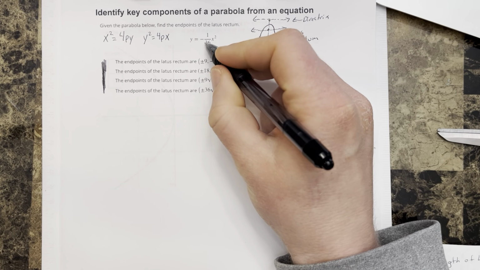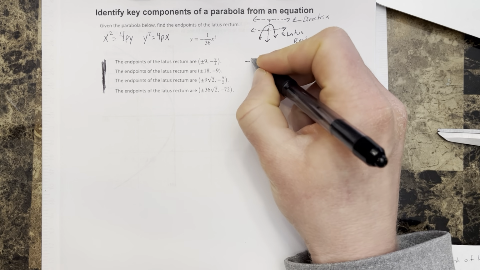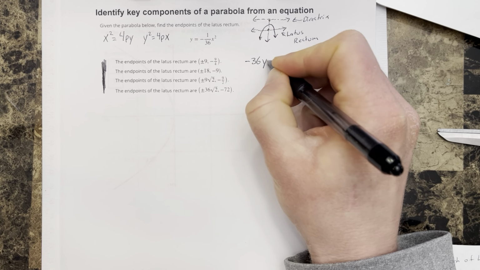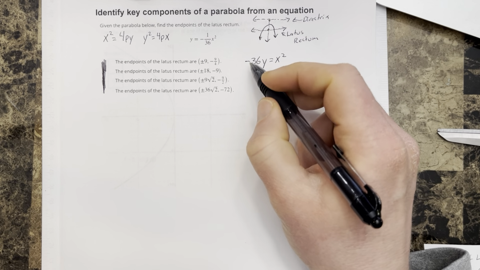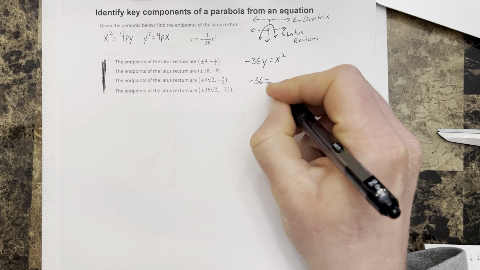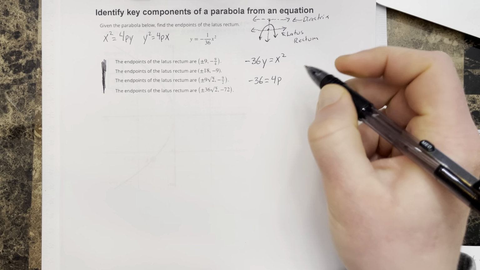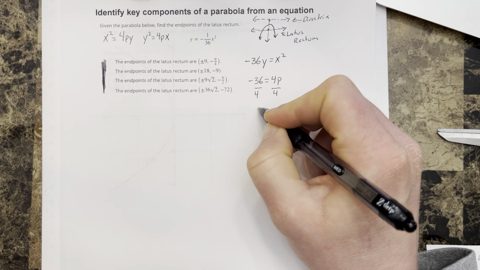So we're going to multiply by negative 36 on each side, and we end up with negative 36y is equal to x squared. Now, that means that negative 36 is 4p, so I can say negative 36 is equal to 4p. And then I can divide by 4 on each side, and p is equal to negative 9.